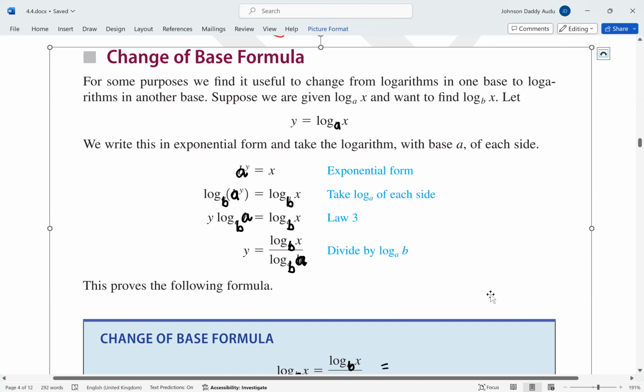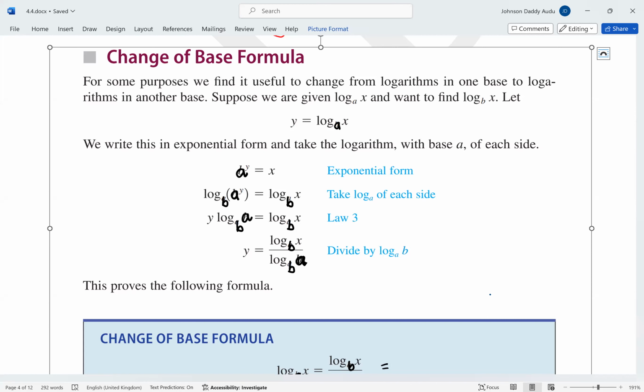In this video, we'll be looking at change of base. Basically, you want to change from one base to another, and it's not difficult to do. Let's just motivate it here.